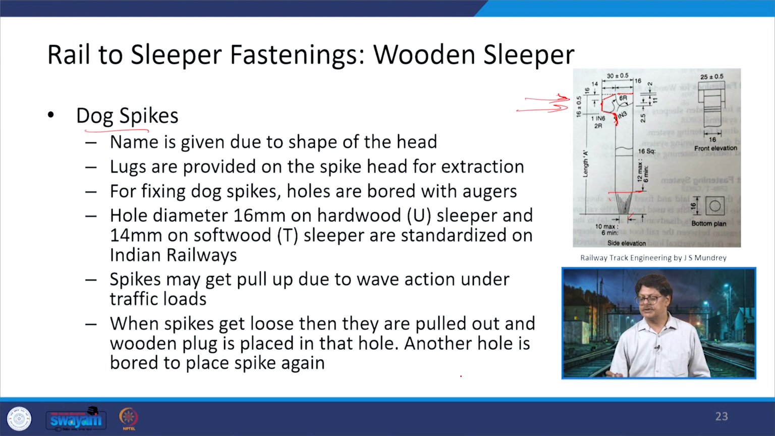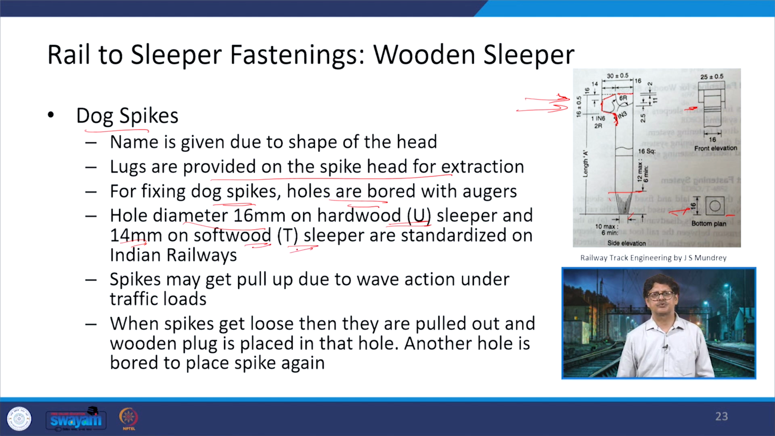From this side, that's the elevation, and if you are talking about the plan, then the bigger size and the smaller size, this is how it looks. These are the lugs provided on the spike head for extraction. For fixing dog spikes, holes are bored with augers. The hole diameter is 16 mm on hardwood, which is an untreated sleeper, and 14 mm on softwood, which is a treated sleeper.